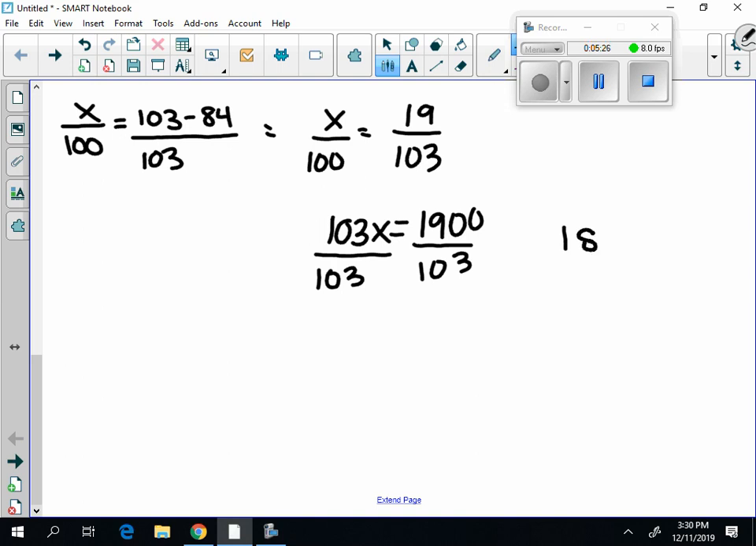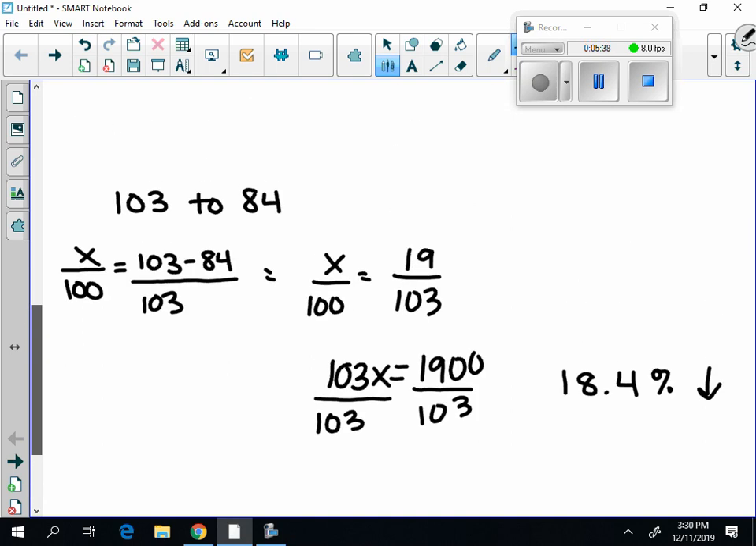So 18.4% increase or decrease? This is as hard as this is. Because if you're going from a big number to a small number, you're going to a decrease. And if you're going from a small to a big, it's an increase.